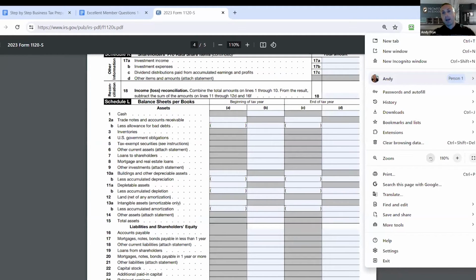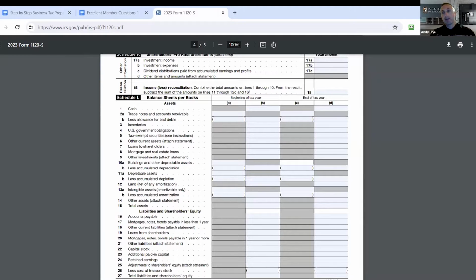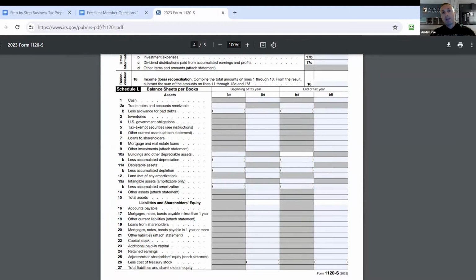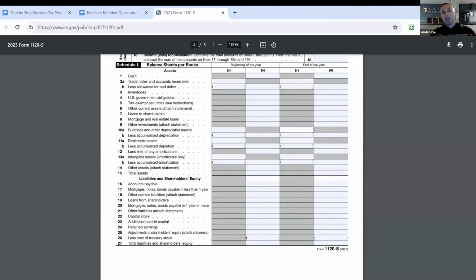is the one that really trips us up in a lot of cases, right? So what's happening here, first of all, is at the beginning of the year, the assets of the corporation need to equal the liabilities plus the owner's equity. That's the overall accounting equation that we're all more or less familiar with, right?